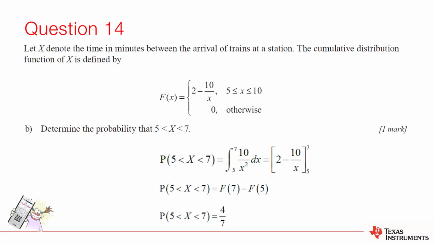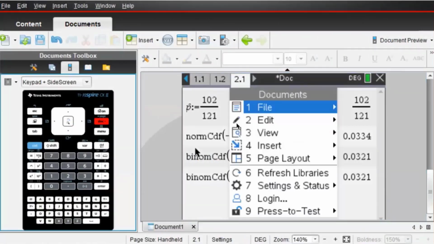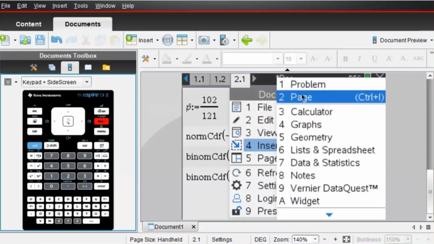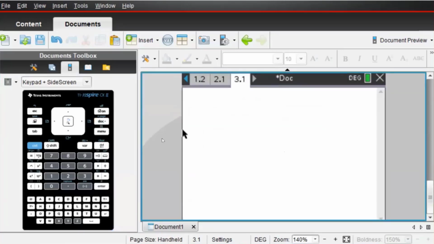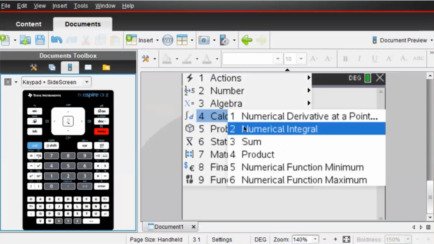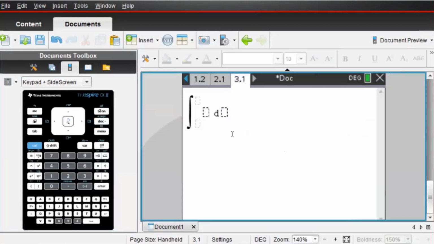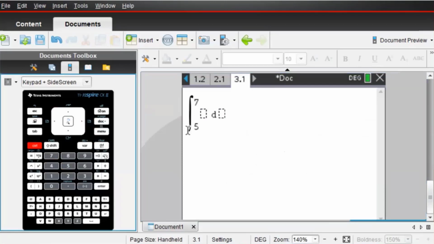How could we do that one? Well, very easy. Let's go to a new document again, insert a new problem, add a calculator page. This time I want to go menu, calculus. I want a numerical integral between 5 and 7 of the function 10 over X squared. Now that gives me the decimal. Let's just see if I type in 4 over 7 and press Control Enter. Yes, that's the same value there.